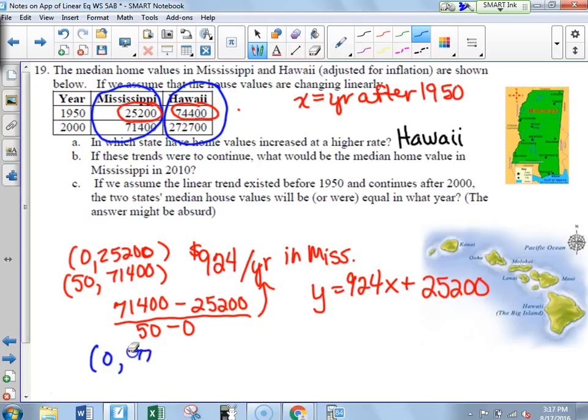All right, what are the 2 points we're going to use for Hawaii? 0, 74,400. Okay. 50, 270. And everybody's okay with where I got 50? Just 50 years after 2000 is 50 years. No, we're using the numbers here from Hawaii. They're different numbers, so we're going to get a different slope. That's okay.